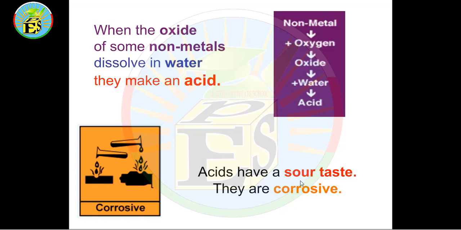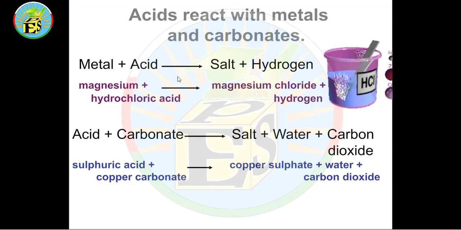Acids have a sour taste. They are corrosive, so we can know acids by their sour taste and corrosiveness. It burns the skin if you touch it. Acid reacts with metals and carbonates. These are the properties of acid.